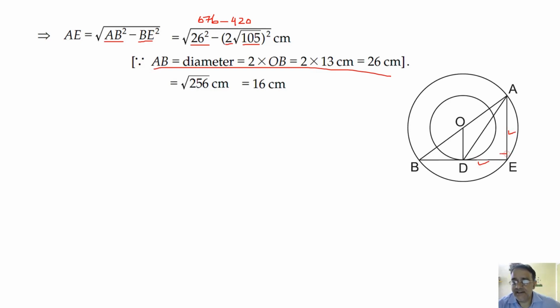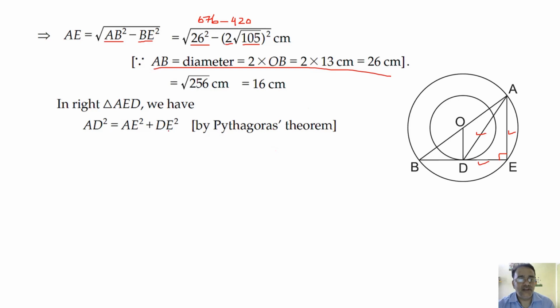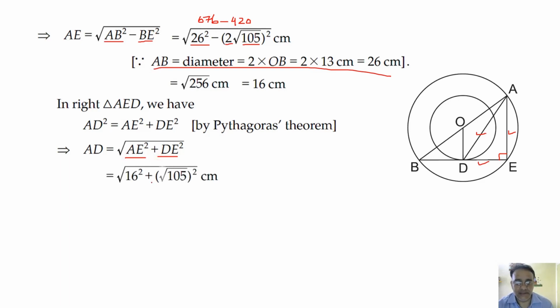So how will you find AD, which is the actual target, to find the value of AD by using Pythagoras theorem. Okay, so in right triangle AED, AD square is equal to AE square plus DE square. So AD will be root over AE square plus DE square. Now this is 16 and this is root over 105. So we'll substitute. So 256 plus 105. How much are we getting? 256 plus 105.